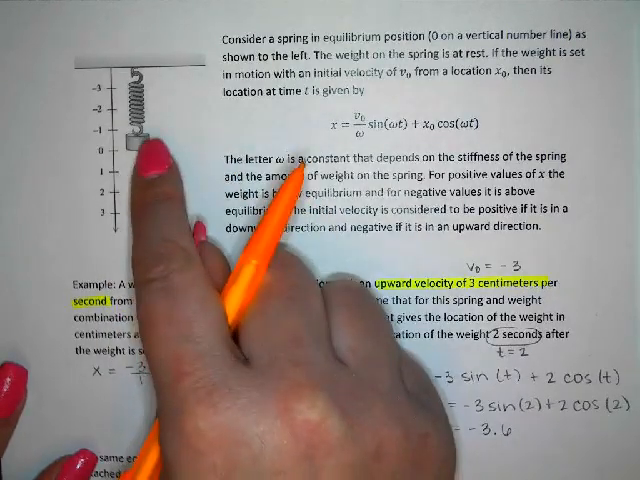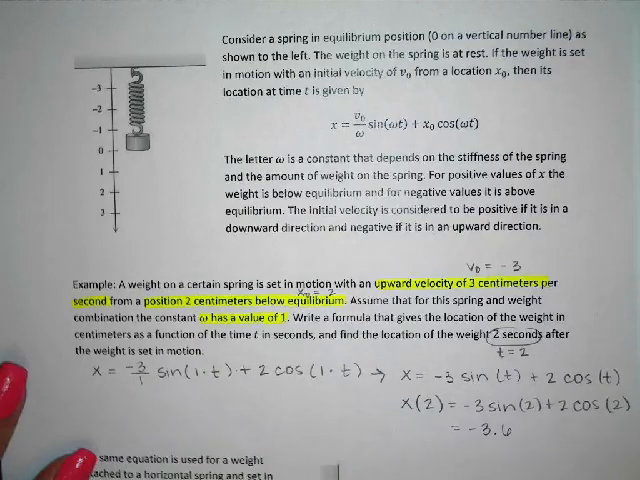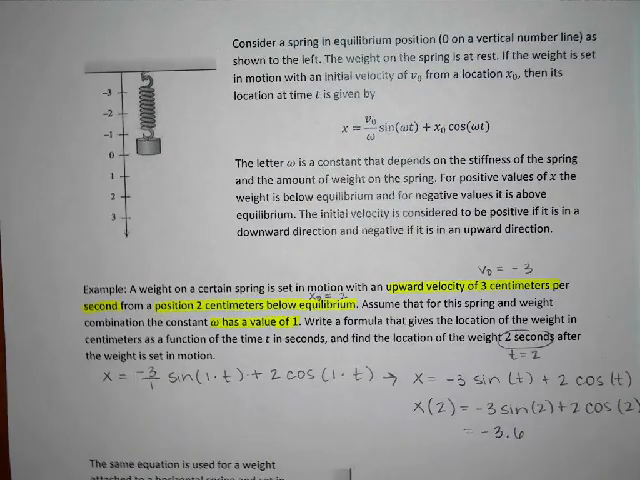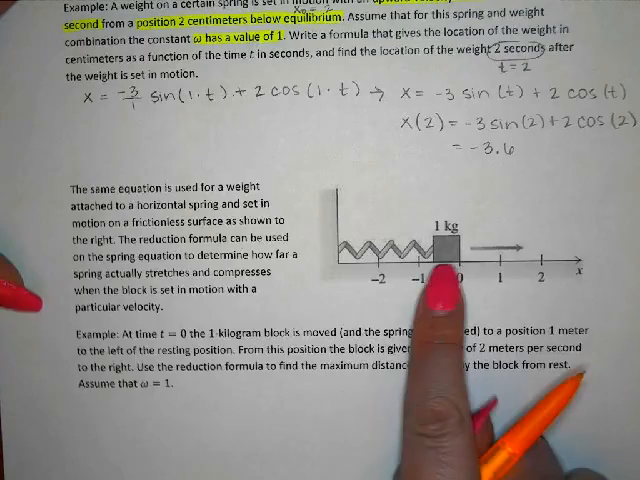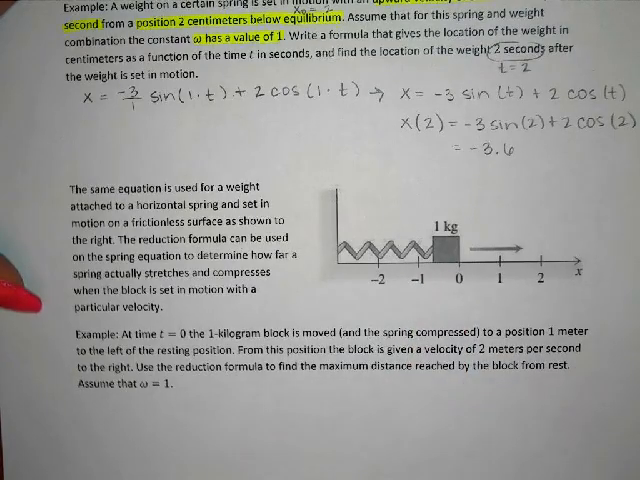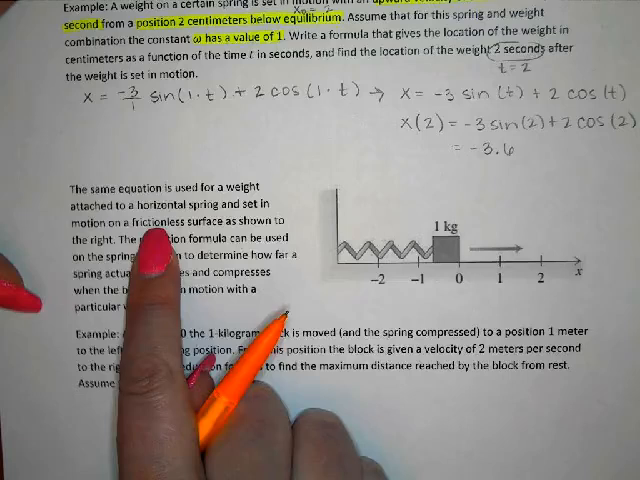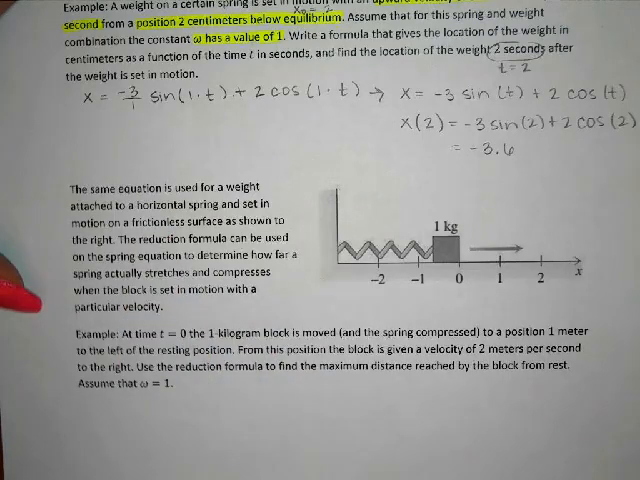All right, down here it says the same equation is used for a weight attached to a horizontal spring and set in motion on a frictionless surface as shown to the right. The reduction formula can be used on the spring equation to determine how far a spring actually stretches and compresses when the block is set in motion with a particular velocity. Okay, so we're going to be working with the same type of equation, and this time we're going to be using the reduction formula.